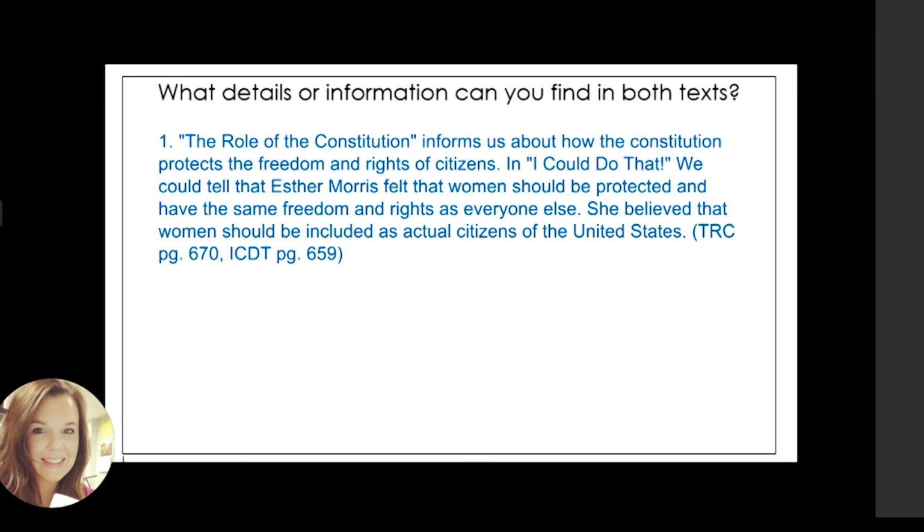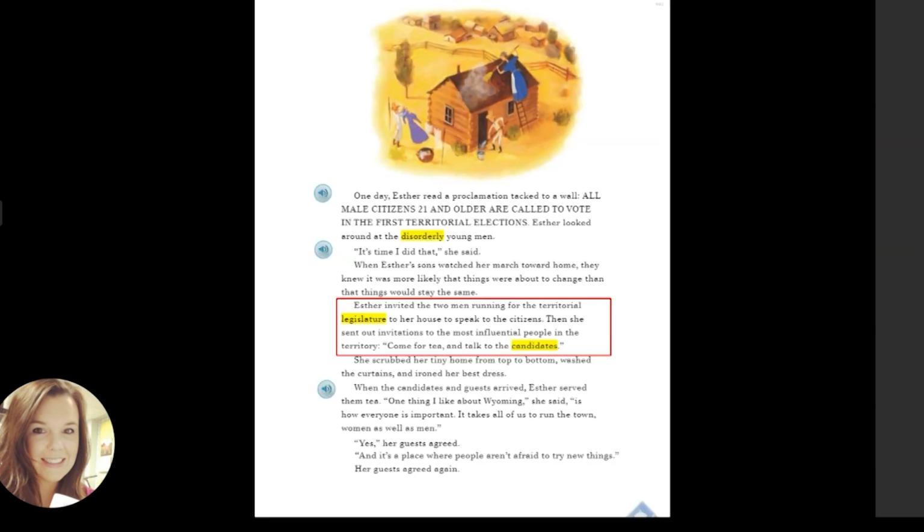If you have, go ahead and think about something else, another detail or piece of information that you can find in both texts. In our first text, on page 661, in paragraph 3, it says, Esther invited the two men running for the territorial legislature to her house to speak to the citizens. Then she sent out invitations to the most influential people in the territory. Come for tea and talk to the candidates.